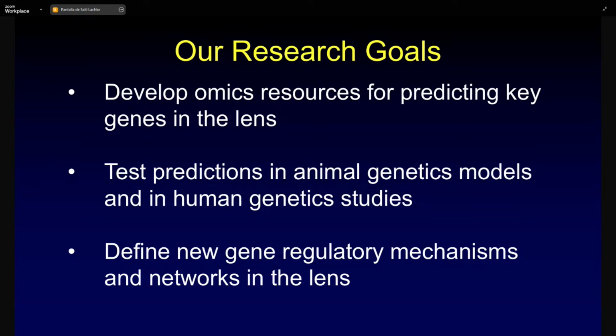Predicting key genes in the eye. Basically, I'm going to focus on the lens because it has worked very well on the lens, but I presume this will work on the retina and cornea, as I would like to show at the very end of my presentation. And of course, once we predict these genes, we want to test whether these predictions hold true in human patients or animal genetics models and such.